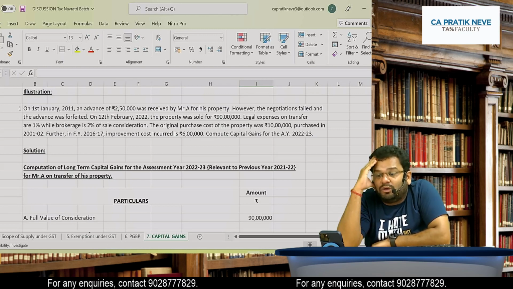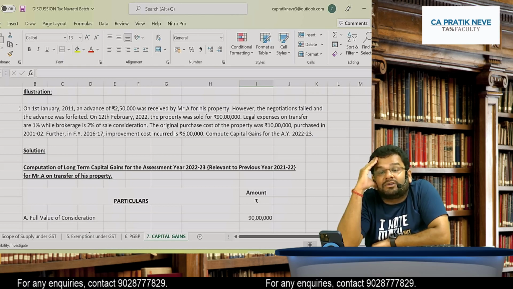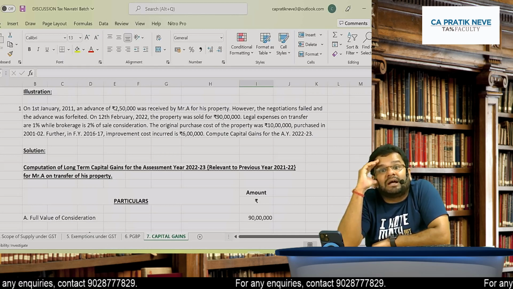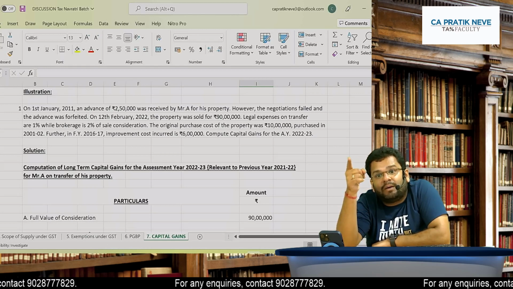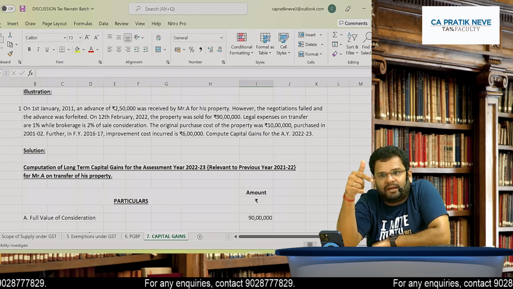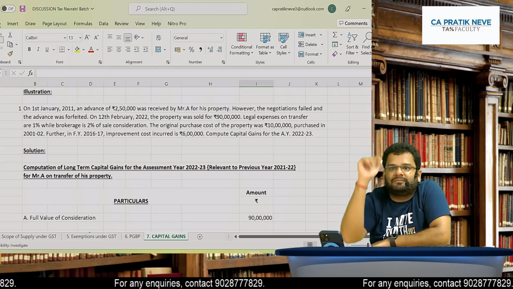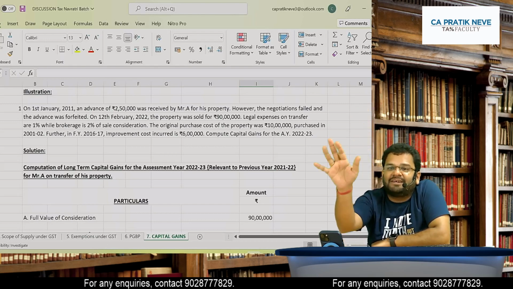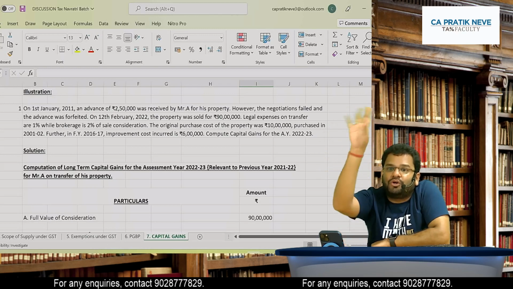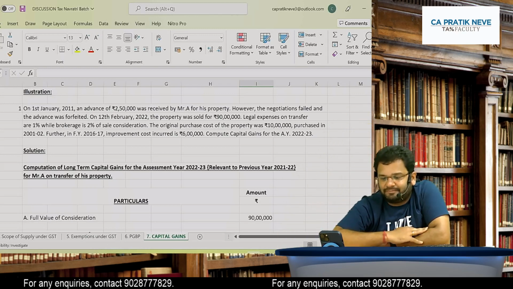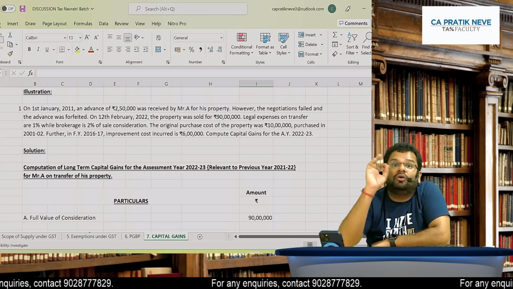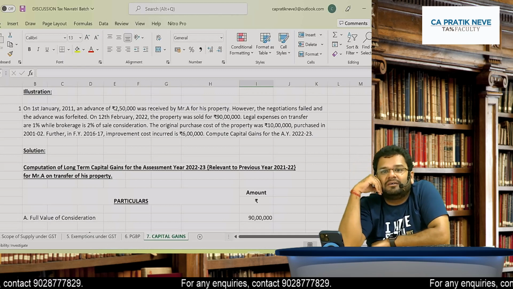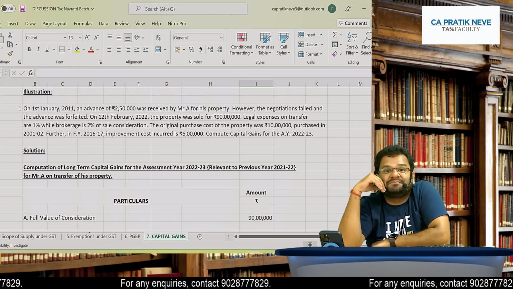Kashish is saying why to learn it now. Understand, Kashish, it can happen that advance you have taken before 1st April 2014 and then that advance is forfeited and then you cancel your decision of selling property, postponed, and now you sold. Getting it? So then tax was not paid, because then it was not taxable under IOS.